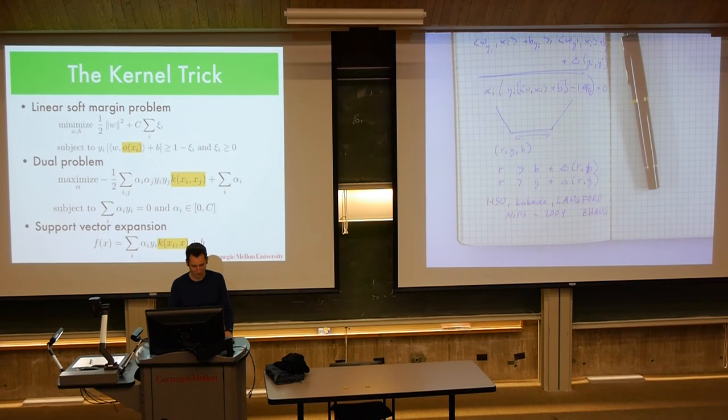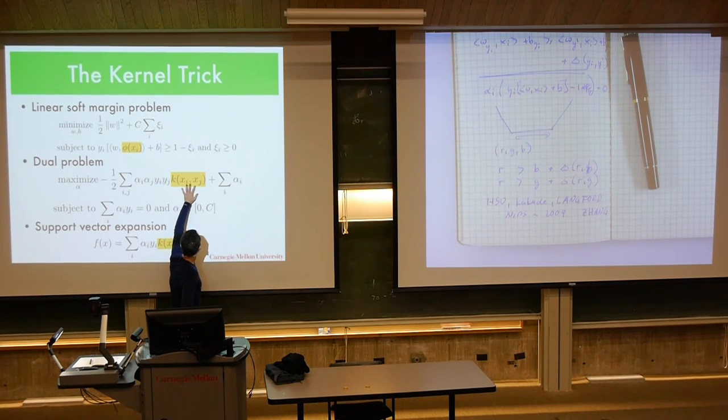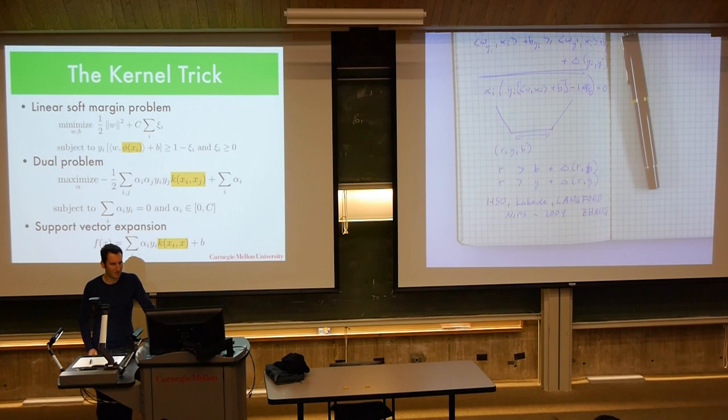Very simple. See the difference? Basically, wherever I had xi, I now have phi of xi. Where I had xi dot xj, I have k of xi and xj. You immediately create one of the world's best classifiers. So that simple thing was essentially a blockbuster paper in '92 by Boser, Guyon and Vapnik.